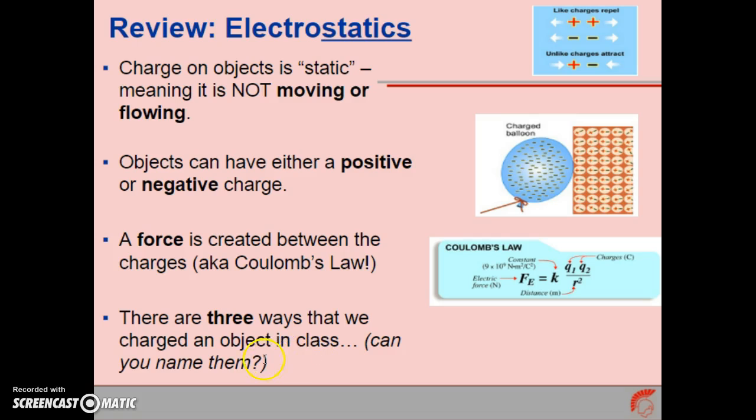We can also charge by contact. If we touch an object, like when we touched the aluminum piece that was hanging from the string, we can charge by contact. And third, we can also charge by induction. When we placed the balloon close to the electroscope, we could touch the electroscope and remove some of the electrons, and the leaves stayed repelled because they had a net positive charge.